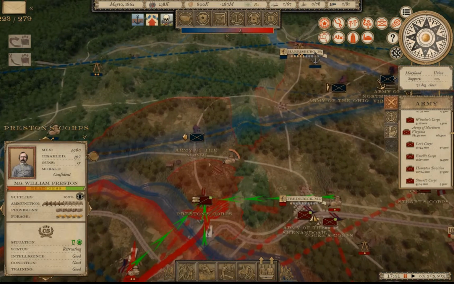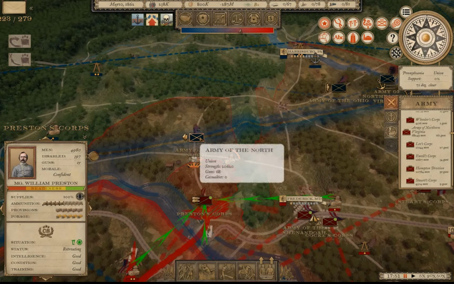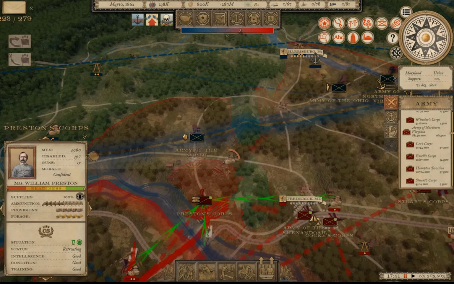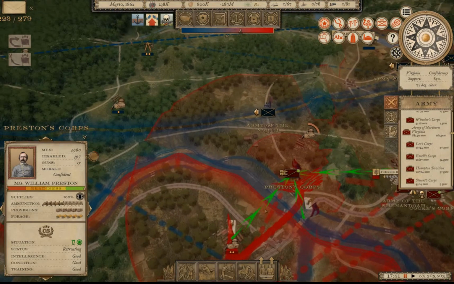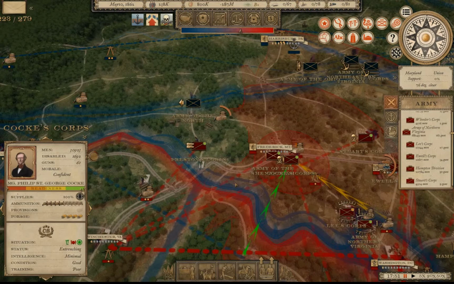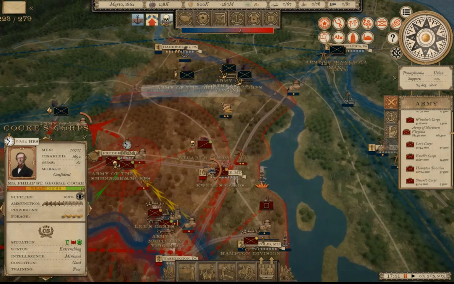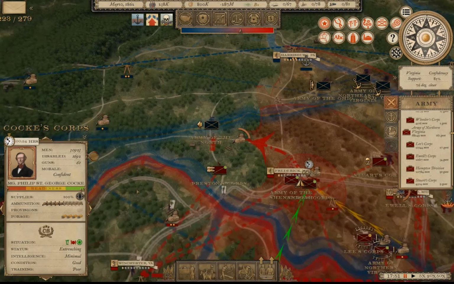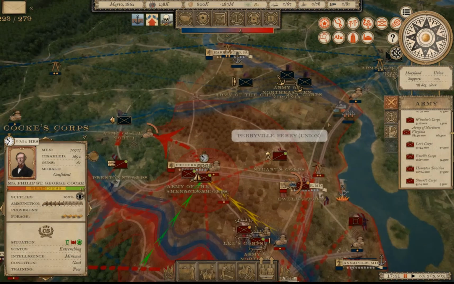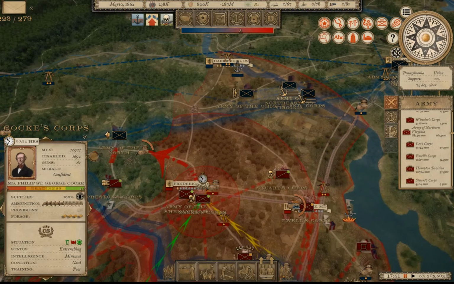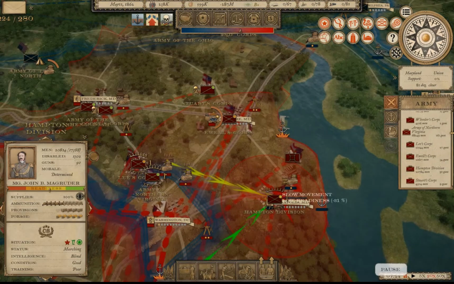Preston's corps is keeping an eye on the Union armies near Hagerstown. Oh, looks like Preston had to fall back. Let's take Cox's corps over here and see if he can take Hagerstown. Looks like the Union might be trying to flank us towards the Shenandoah on our left here. You can see a massive shift of forces by the Union. So it's already the morning of May 11th.